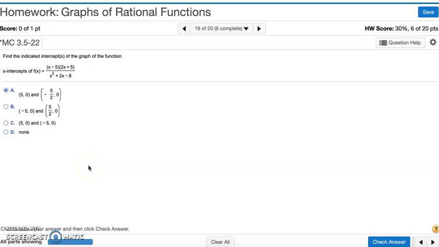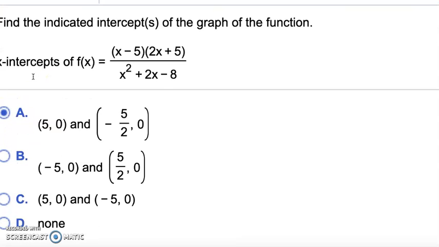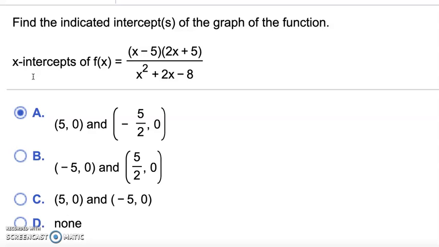So it wants us to find the x-intercepts. So zooming this in, now the x-intercepts are where y is 0. So basically we're finding where this whole function equals 0. For that to happen, the numerator has to equal 0. So you set each of these expressions equal to 0.